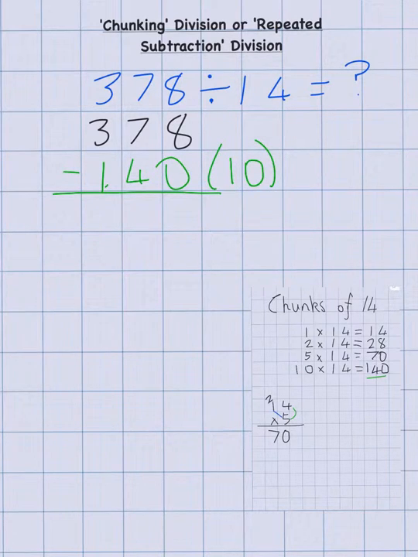Now we go ahead and do the simple subtraction. 0 from 8 is 8. 4 from 7 leaves 3. And 3 subtract 1 leaves 2. Now we're down to 238.